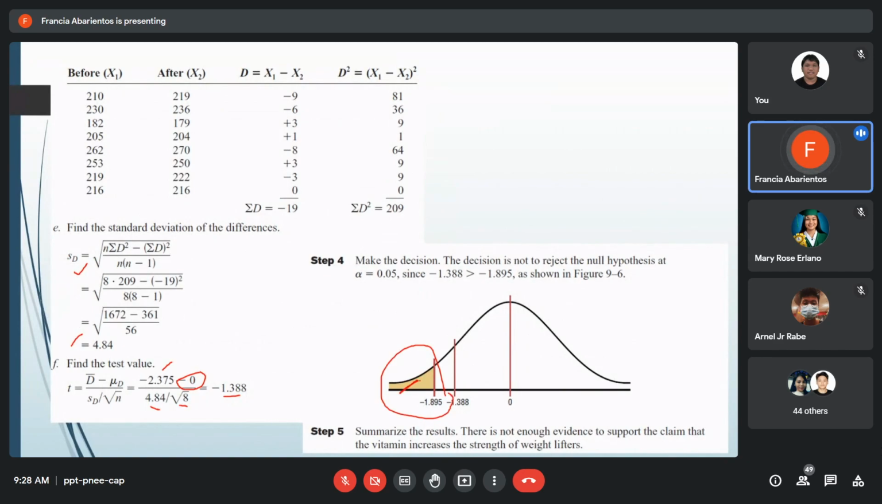This is the rejection region. After that, alam naman natin greater than yung negative 1.388. Okay, so take note now. The decision now is not to reject. Sabi ko, ulit-ulitin ko. This is the do not reject.